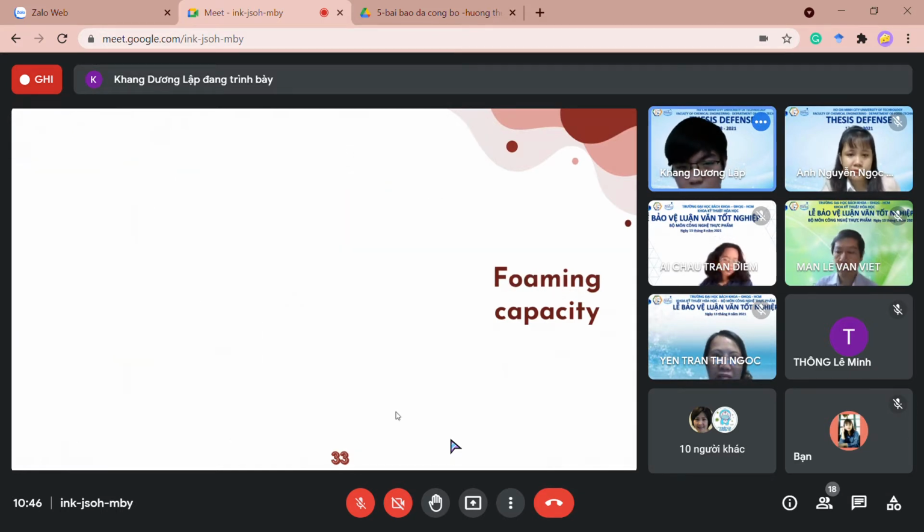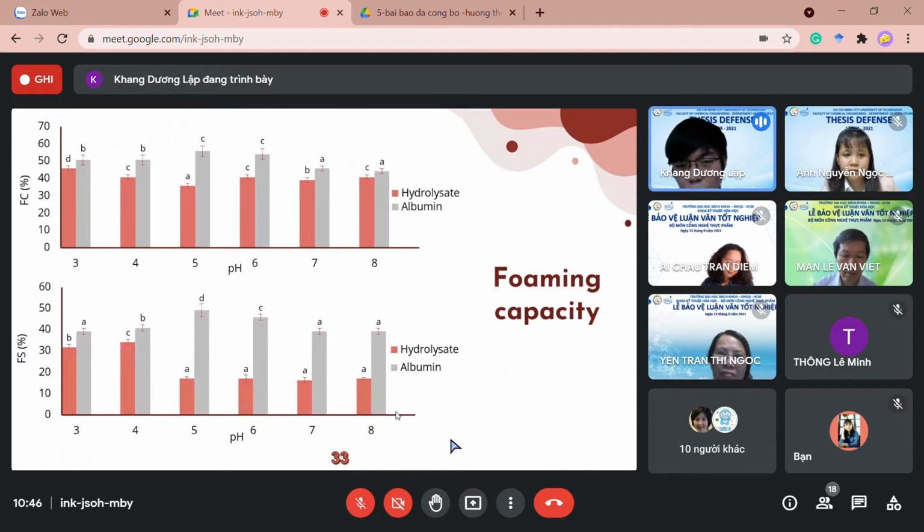The foaming properties fluctuated along with the changes in pH. The highest foaming capacity, observed at pH 3, was 1.1 times lower than that of albumin, while at pH 4 the hydrolysate exhibited the highest foam stability and was only 1.2 times lower than that of albumin.